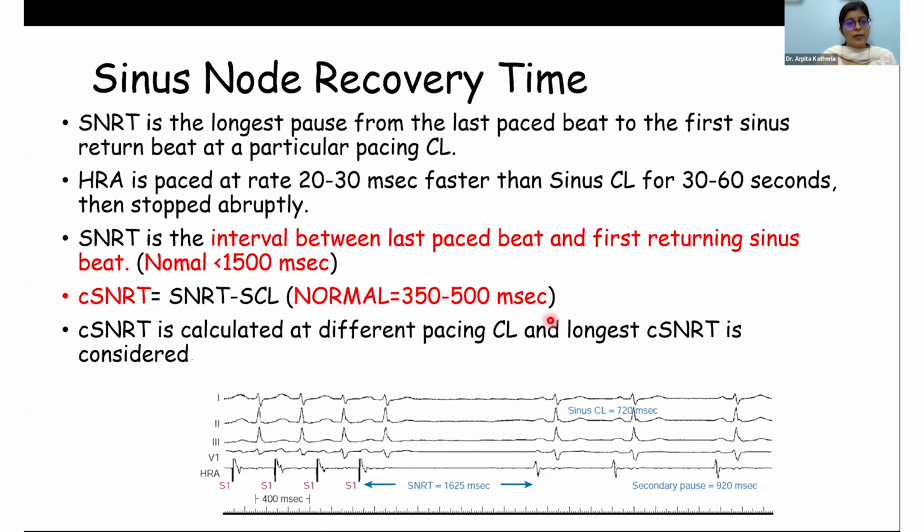Now, the issue with this method is that at different pacing rates, the sinus node recovery time and the corrected SNRT will be different. So we have to pace at different cycle lengths, starting with a faster rate. Say the sinus rate is at 600 milliseconds. So we start pacing at 500, then 400, then 300, or at 50 millisecond difference. We pace 5-6 times. We see the SNRT at each pacing cycle length, and then we calculate the longest SNRT, and that is the one that is considered. So basically, if this is prolonged, then that is suggestive of sinus node dysfunction.